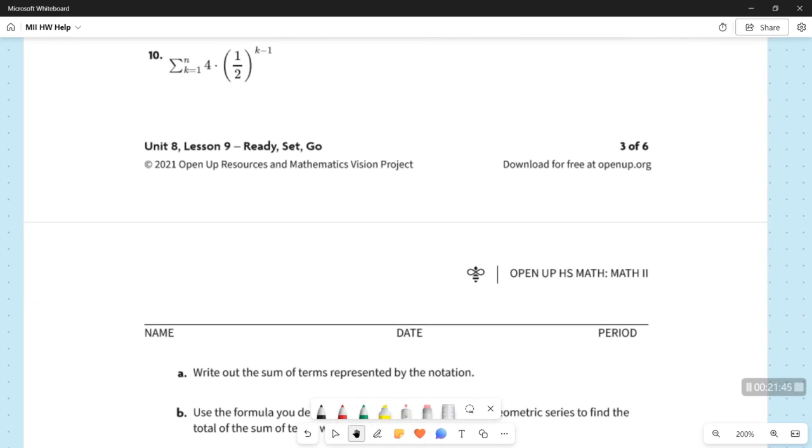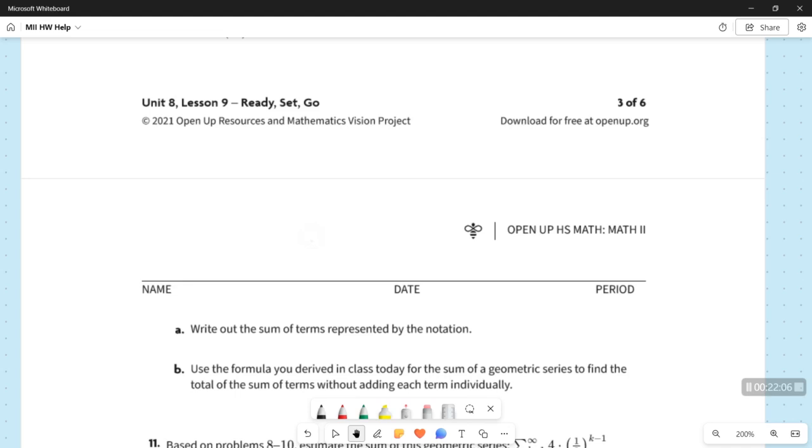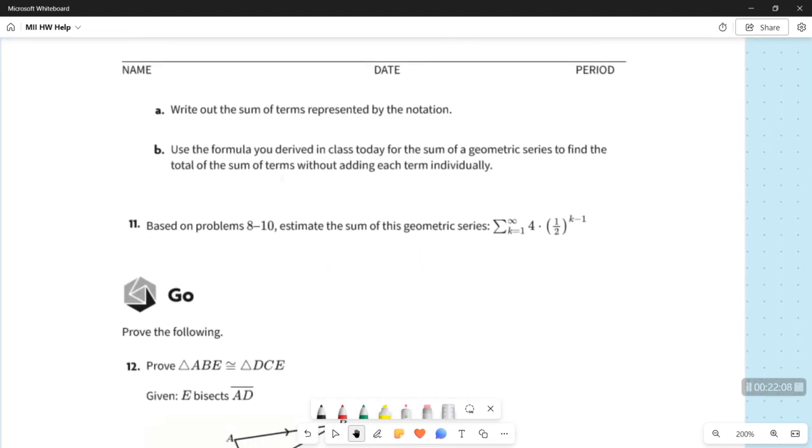Question 10. Question 10 again gives us sigma notation, very similar to number 8. In fact, the only difference with number 8 is instead of having a constant for our upper bound on the sigma notation, we're actually just going to leave it as n. But other than that, it's actually the same thing. So let's go ahead and take a look.